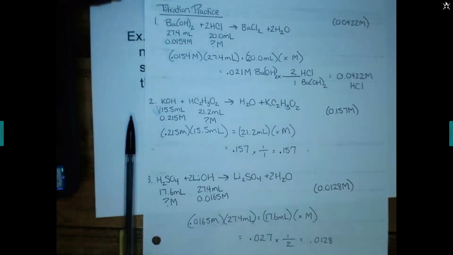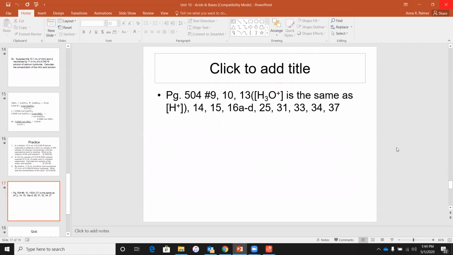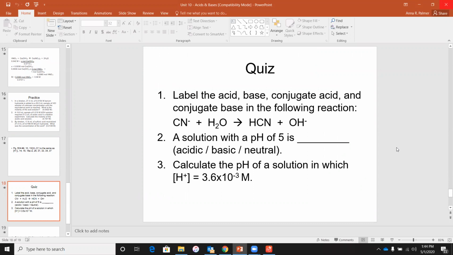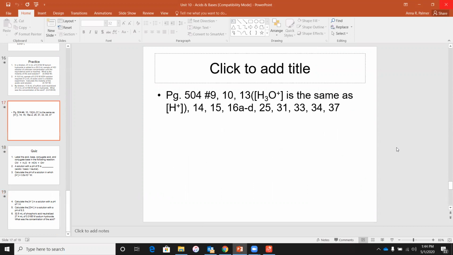All right, and then a couple other things. Continuing in this PowerPoint, now you're going to do these bookwork problems on page 504. And then you'll also notice on this PowerPoint there's a quiz. You don't have to worry about the quiz. Had we had more time, I probably would have given this to you, but no worries there. So you can stop on slide 17.